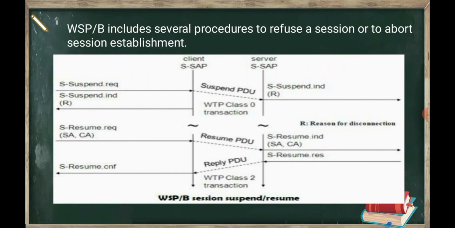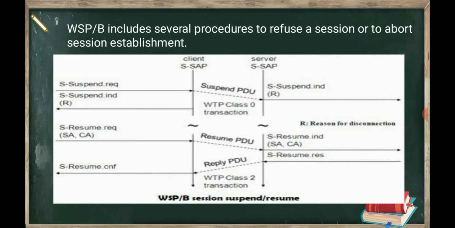WTP transfers the suspend PDU to the server with a class 0 transaction, that is unconfirmed and unreliable. WSP/B will signal the suspension with S-Suspend.ind on the client and server side. The only parameter is the reason, R. R is the only parameter of S-Suspend.ind. R stands for the reason for the suspension. The reason can be a user request or a suspension initiated by the service provider.